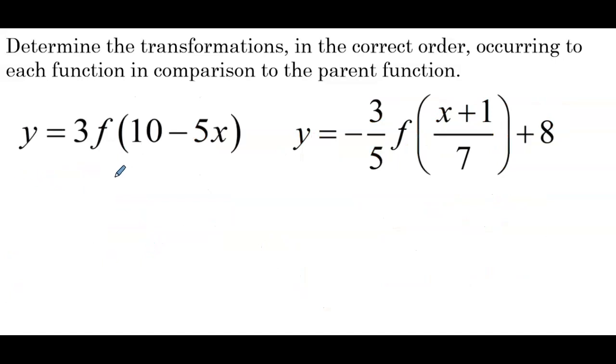Now we have just a general y equals f of x parent function. So y equals 3 times f of (10 minus 5x). So we'll start by dividing by 3.